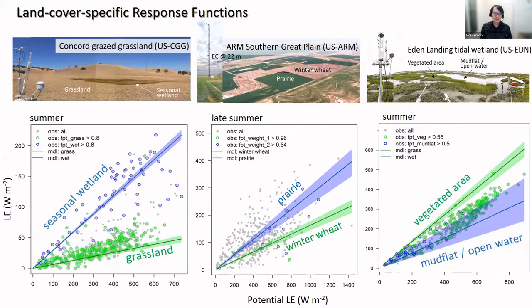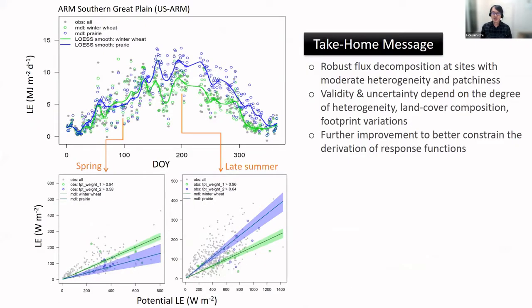And last is, with this response function, I was trying to test whether we can separate this out and come up with a time series of the land cover ET for different land cover types. This is just an example from the ARM site, and this is daily data. The gray is the original observed data. The blue one and the green one are the model data based on our approach, showing this is from the prairie, this is from the winter wheat, and after the harvest, you can see the winter wheat got a lower ET in the late growing season.